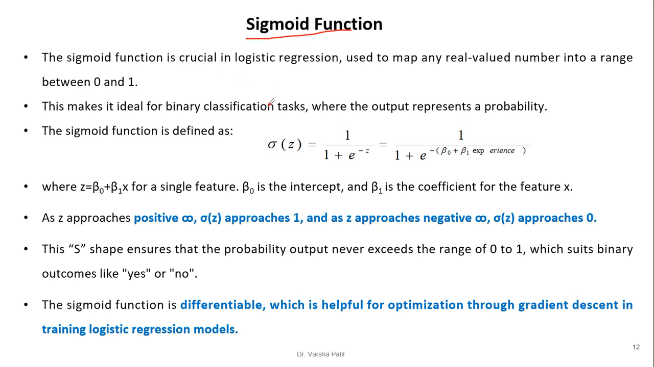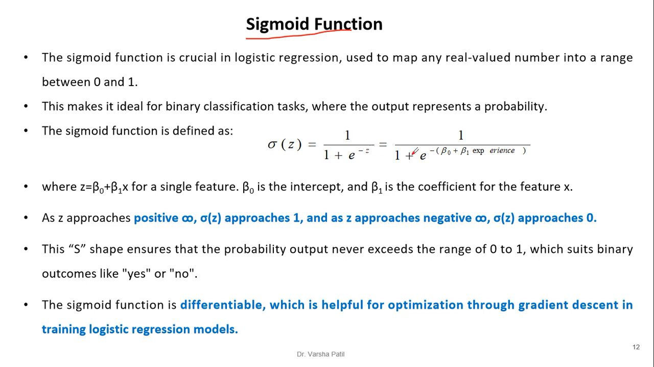The sigmoid function is crucial in logistic regression. It is used to map any real valued number into the range between 0 and 1. This makes it ideal for binary classification tasks where the output represents a probability. The sigmoid function is represented by sigma(z) = 1 divided by 1 plus e raised to minus z.